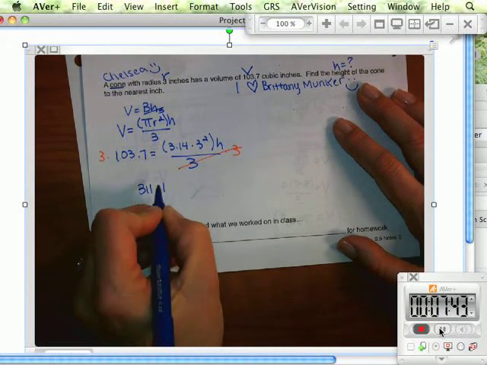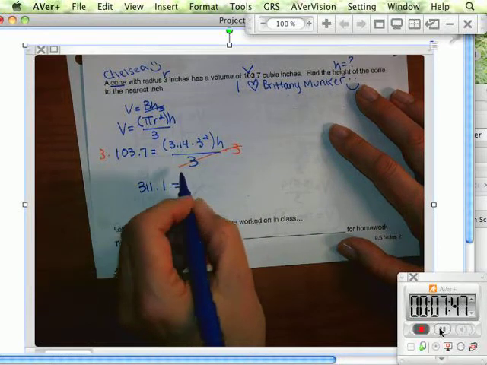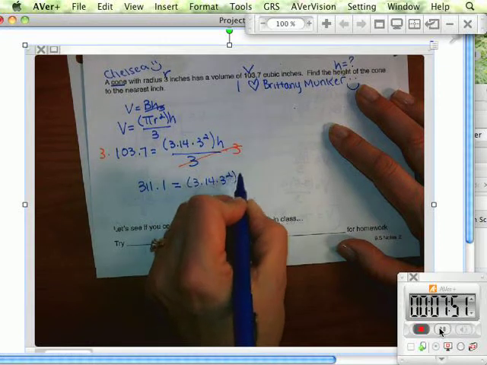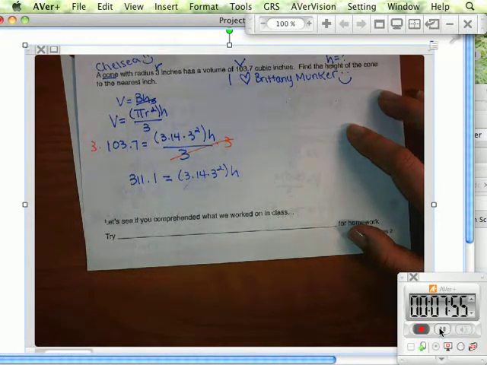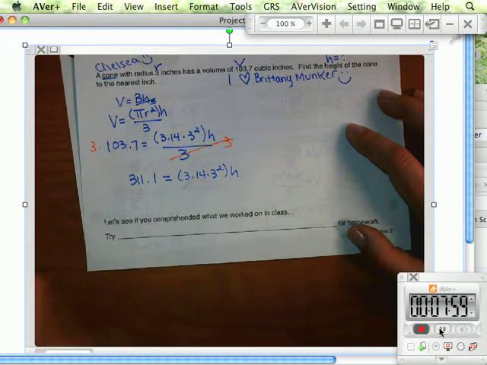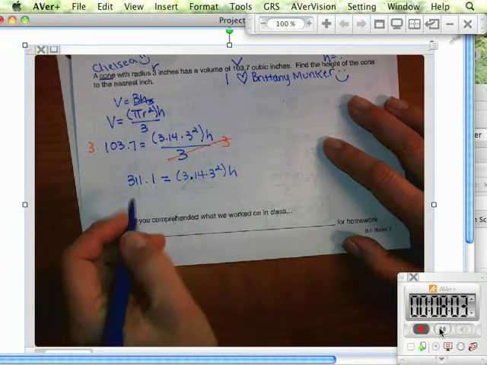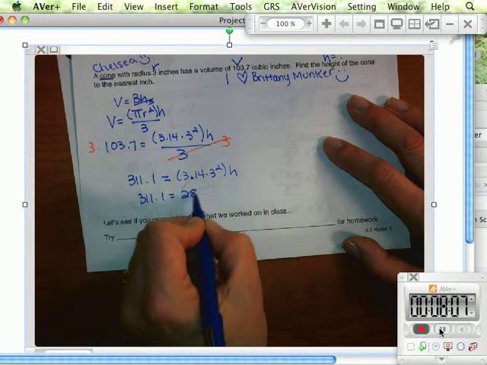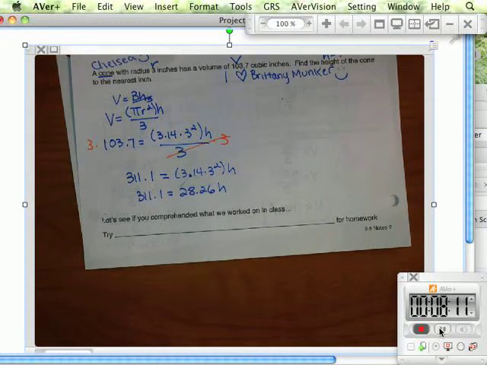So then this equals 311.1, which equals 3.14 times 3 squared times h still. This is all multiplied. Parentheses, dots, they mean the same thing. It's multiply. So I'm going to multiply this. That's one way to do it. 28.26 times the height. So I just multiplied that together.